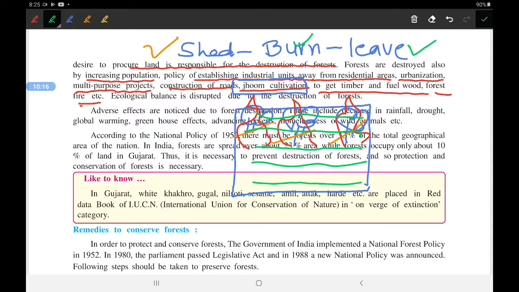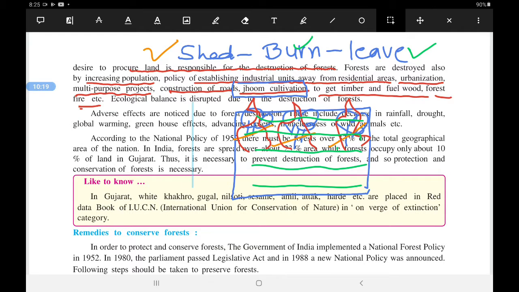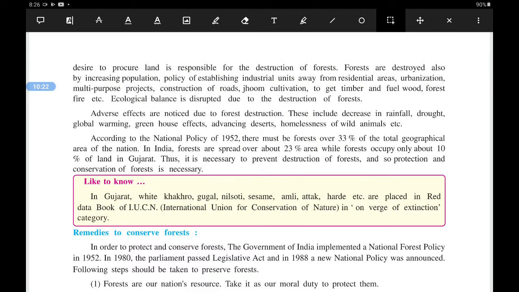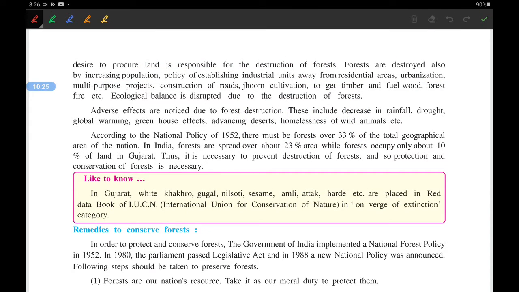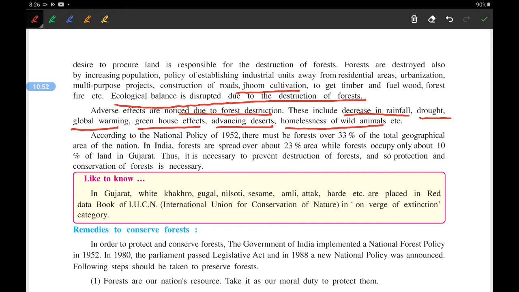Understood this? So this way it is also known as shed, burn and leave. So that is zoom cultivation to get timber, right? Ecological balance is disrupted due to the destruction of forest, and due to these activities the ecological balance is disturbed. Adverse effects are noticed due to the forest destruction. This includes decrease in rainfall. What are the results of it? Decrease in rainfall, droughts, global warming, most of you know, greenhouse effect, advancing of desert, homelessness of wild animals. Right? Wild animals come to the cities. Why do they come? Because the areas in which they are residing are destroyed.